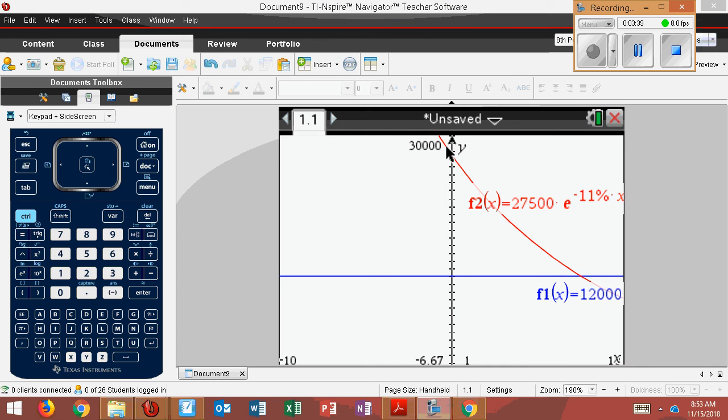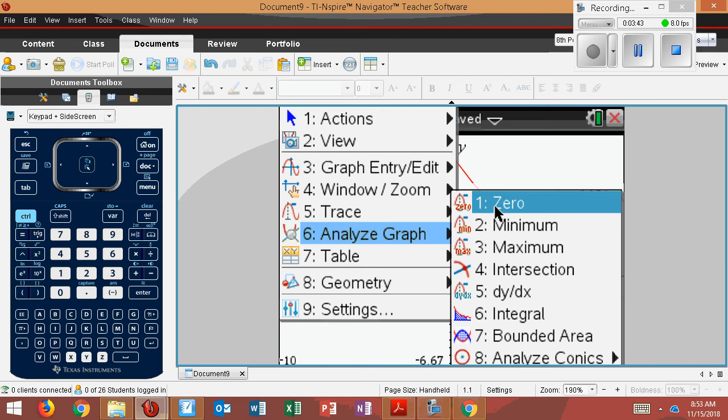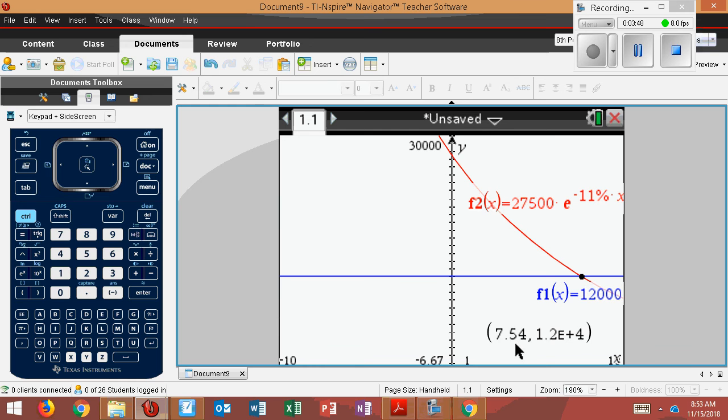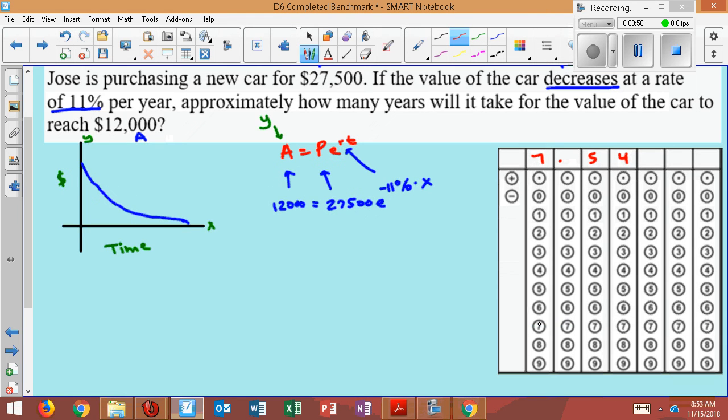Now that I can see the value I'm looking for, they intersect. So this will give me the time. If I analyze graph, choose intersection, I go to the left and the right. It happens at 7.54 years. So that would be our answer here. It doesn't tell us what to round to, so I'm just going to put 7.54. Then I'll show you quickly how to do the algebra if you wanted to do so.